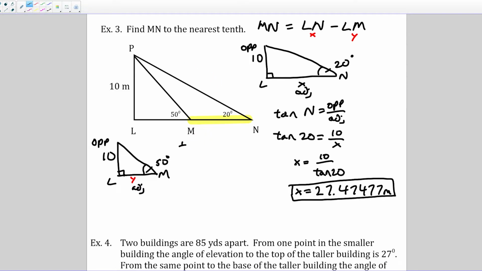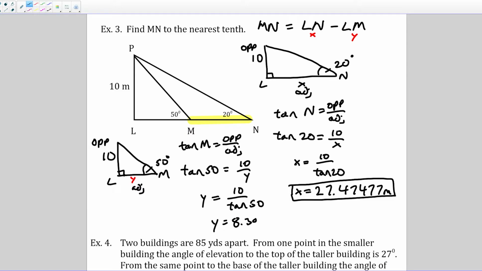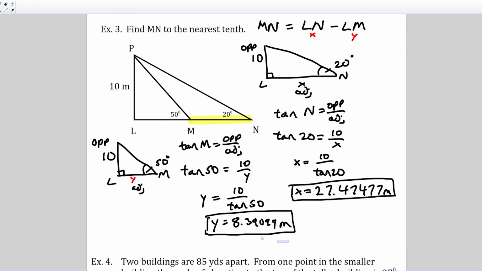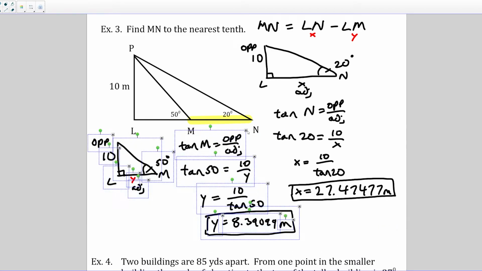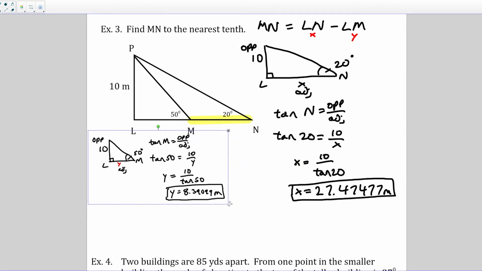And we're going to use that tangent ratio. So tan of angle M is equal to opposite over adjacent. So tan of 50 is equal to 10 over Y. So Y is equal to 10 over the tangent of 50. So we end up getting Y is equal to 8.39099. Now I'm starting to run out of room here, so I'm going to have to squeeze this in. Maybe I'll shrink this guy just a little bit. Let me move this guy down a little bit. I don't need that. And I'll shrink this guy down.